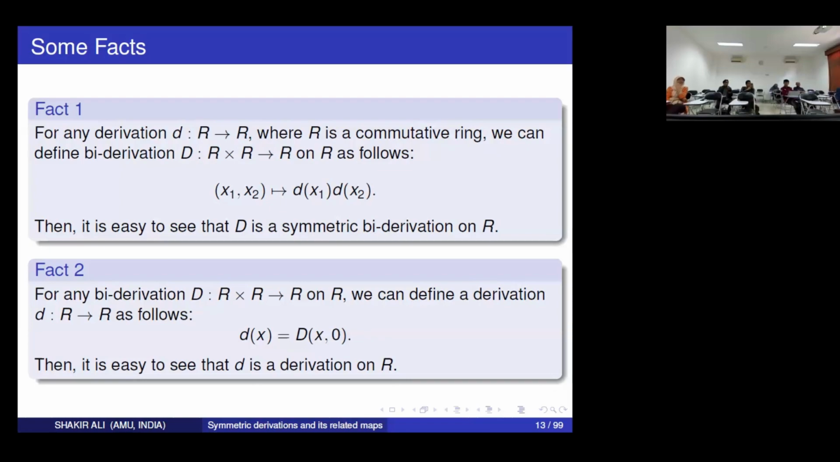I just guess that a derivation is a biderivation in a trivial way. Every derivation is a biderivation, a special case. Otherwise, you should understand, because I already defined the derivation and then came to biderivation.